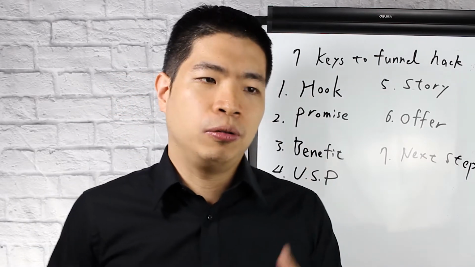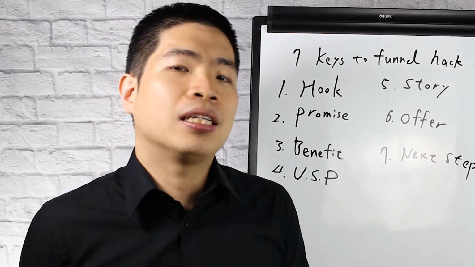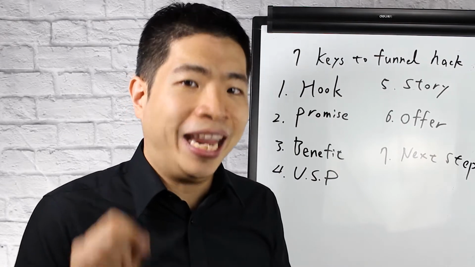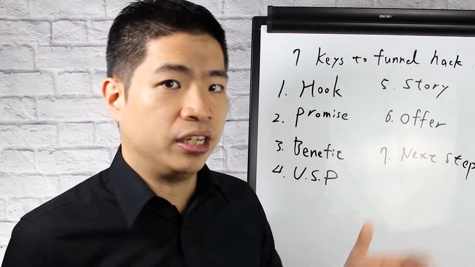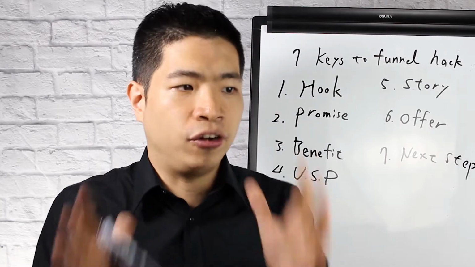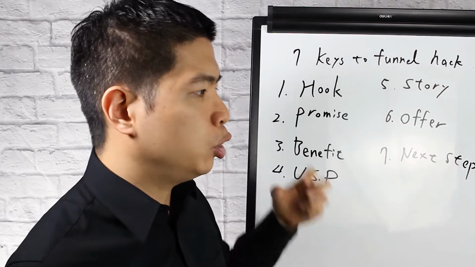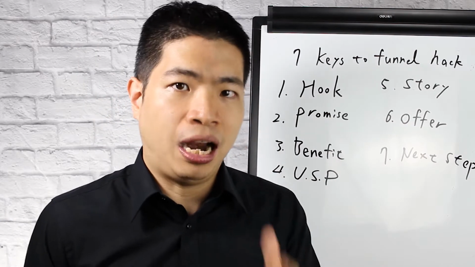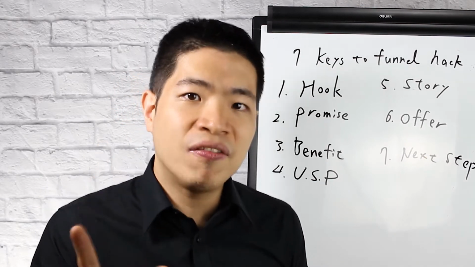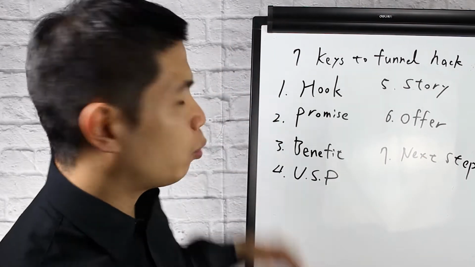The original version of funnel hacking is just hook, story, offer, as you can see. But after I dove deep into marketing research, I found there are more things you need to pay attention to than just hook, story, offer, because Russell Brunson gave a really simplified version so any newbie can learn this framework easily. But if you really want to deep dive into marketing research, there are many more things you have to pay attention to. So today I want to share with you 7 keys to pay attention to when it comes to funnel hacking. The first one is hook.